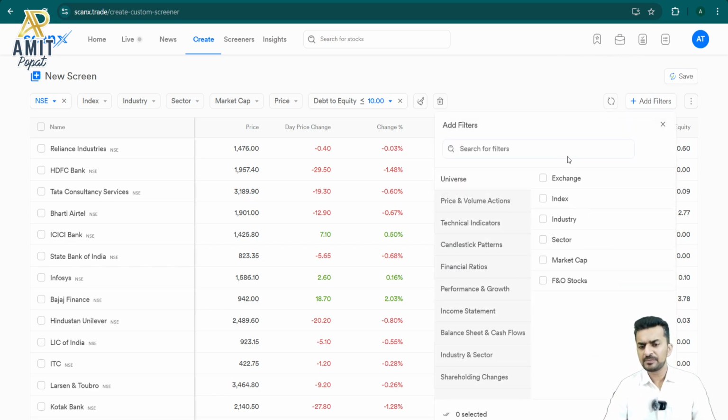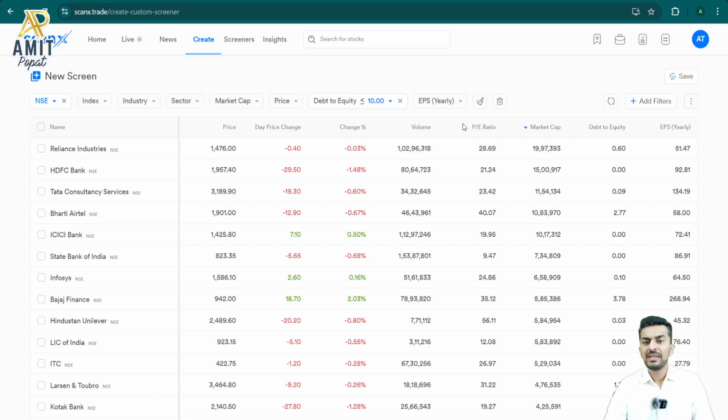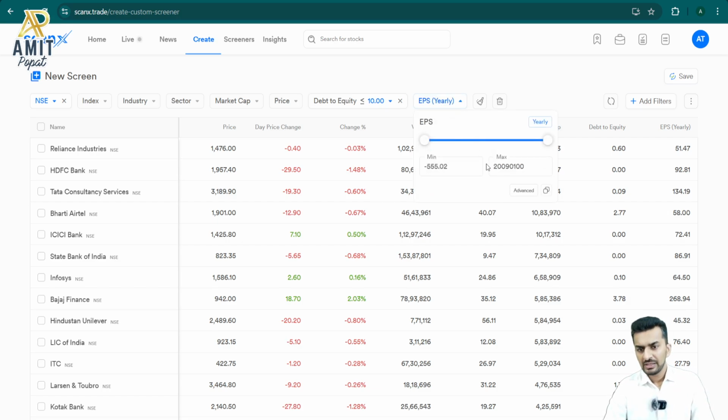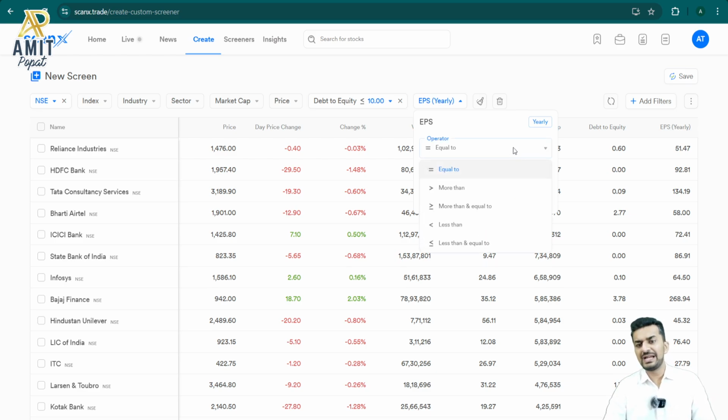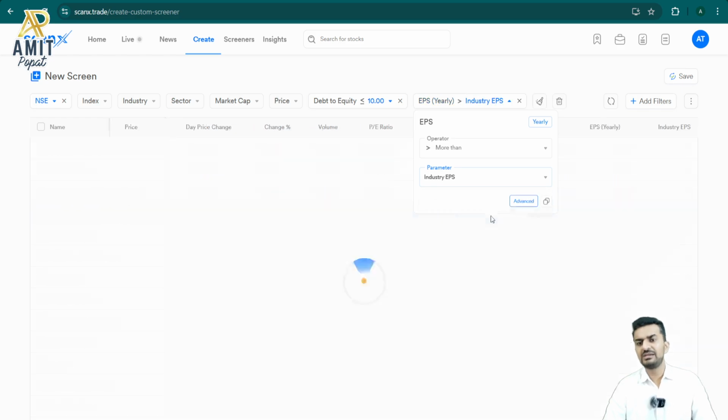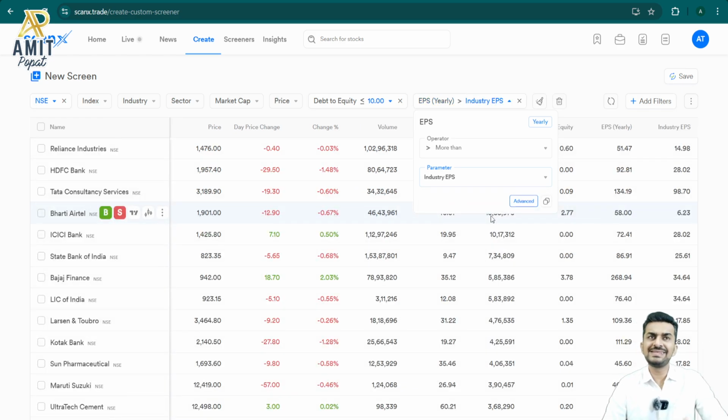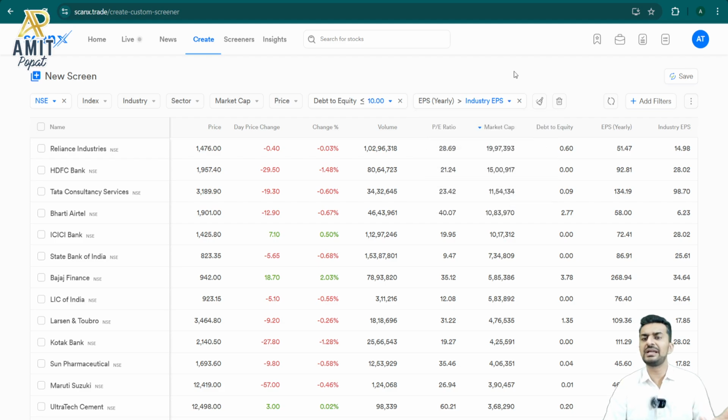I'll again go to the add filter, and here there are the income statement ratios like NP ratio, capital ratio, and all that. So you've got all these ratios: dividend yield, dividend per share, EPS, and all that. Say I select EPS and apply, and now I'm going to teach you something advanced. Inside EPS, there is something called advanced. So we can say that EPS is more than industry EPS. So you will easily get the companies that are standing out.